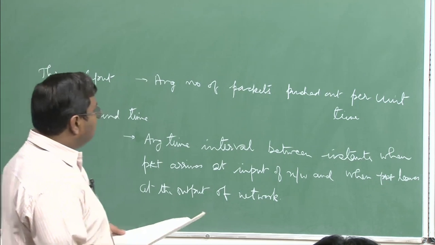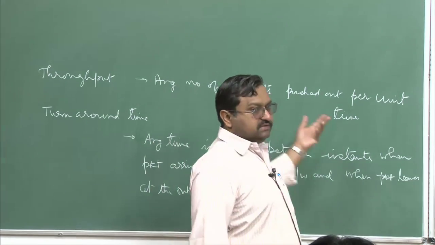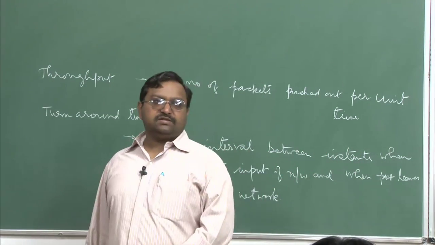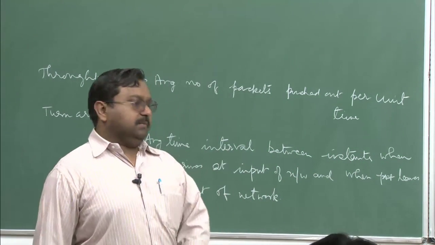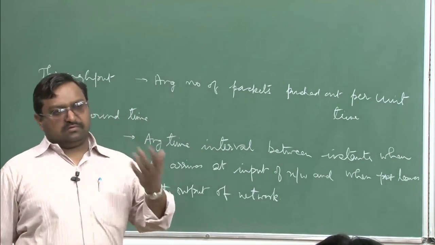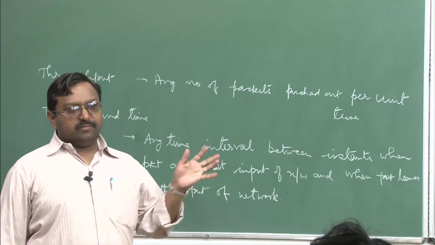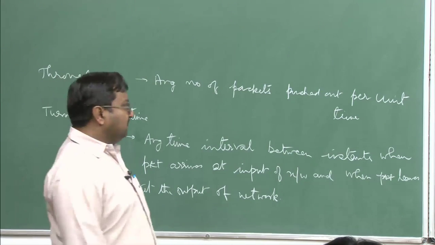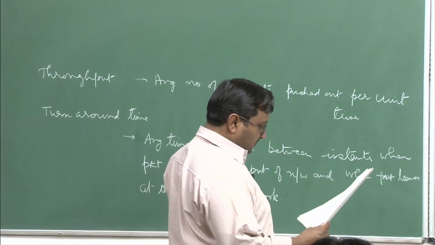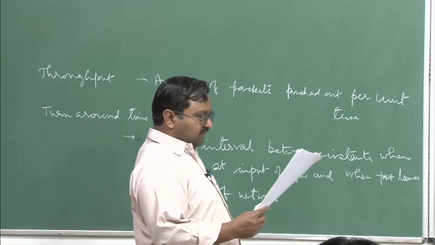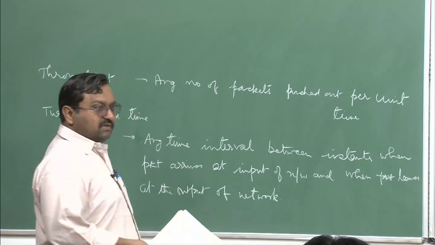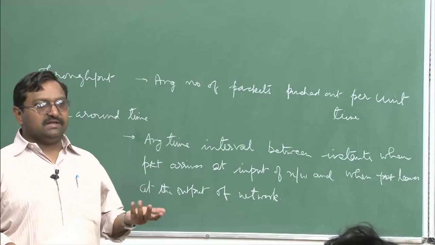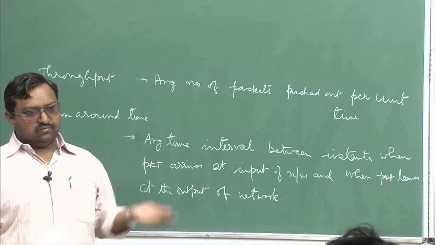And of course, the maximum throughput will exist when there are no conflicts. For example, at each input you have packets in such a way that there are no conflicts and all of them can be pushed without any contention to the outgoing port. That is the case for maximum throughput. Minimum turnaround time also happens when there are no conflicts, because you will not be storing anything in the buffer, just passing through.